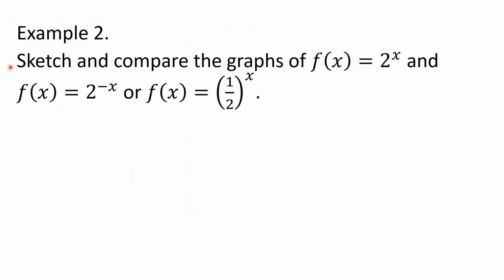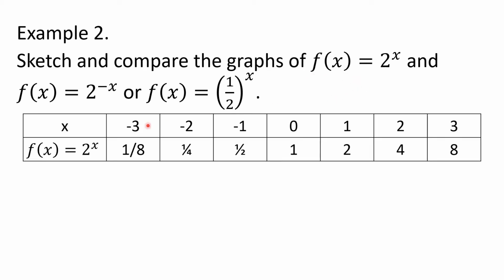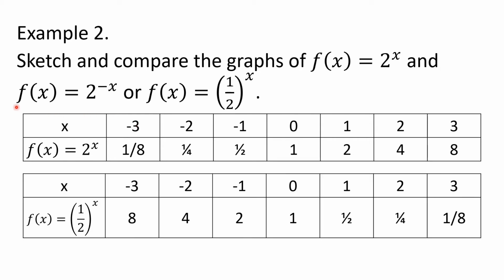Example 2. Sketch and compare the graphs of f of x equals 2 to the x and f of x equals 2 to the negative x, or f of x equals 1/2 to the x power. Like in example 1, there are two exponential functions involved in example 2. So we will prepare two tables of values to sketch and to compare the graphs. Again, the first table of values will be for f of x equals 2 to the x. And then the second table of values will be for the second equation. 2 to the negative x is also the same as 1/2 to the x. You'll arrive at the same y values.